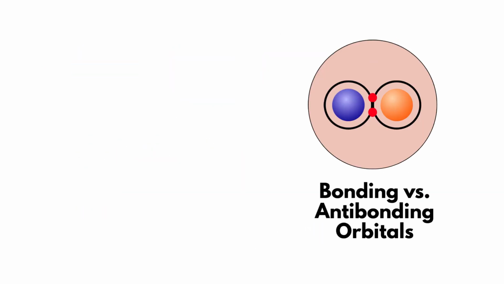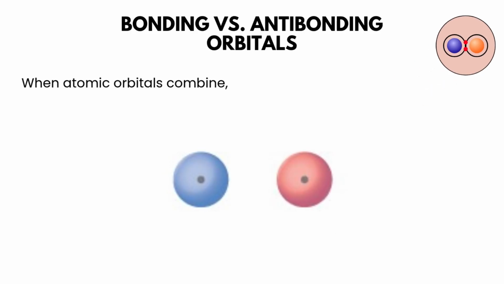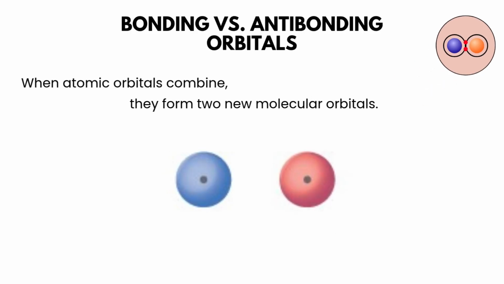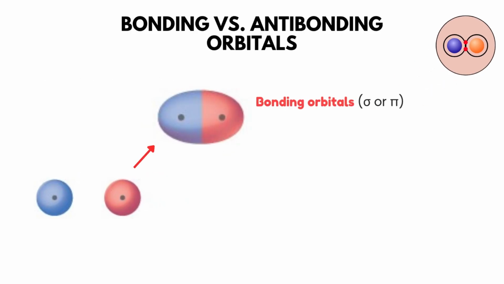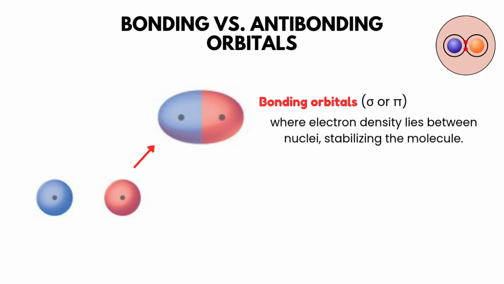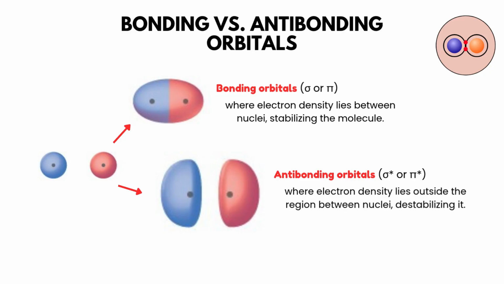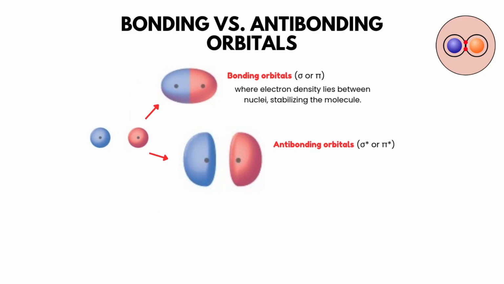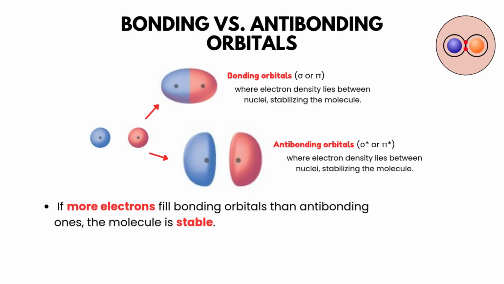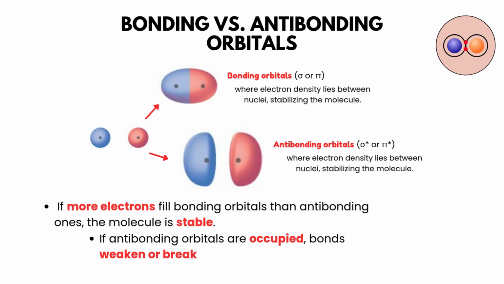Bonding versus antibonding orbitals. When atomic orbitals combine, they form two new molecular orbitals. Bonding orbitals, where electron density lies between nuclei, stabilizing the molecule. Antibonding orbitals, where electron density lies outside the region between nuclei, destabilizing it. If more electrons fill bonding orbitals than antibonding ones, the molecule is stable. If antibonding orbitals are occupied, bonds weaken or break, something the MCAT might test using bond order.